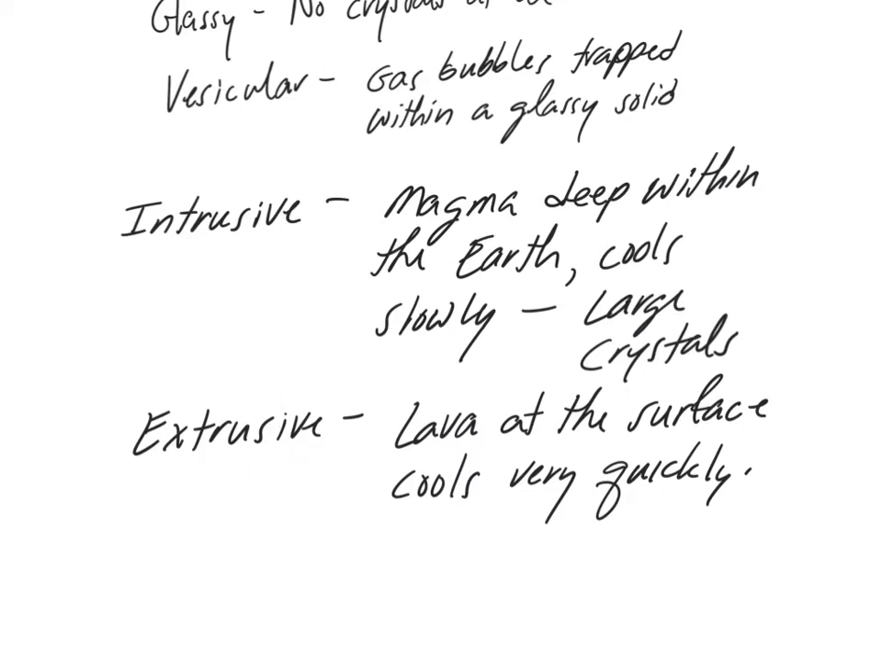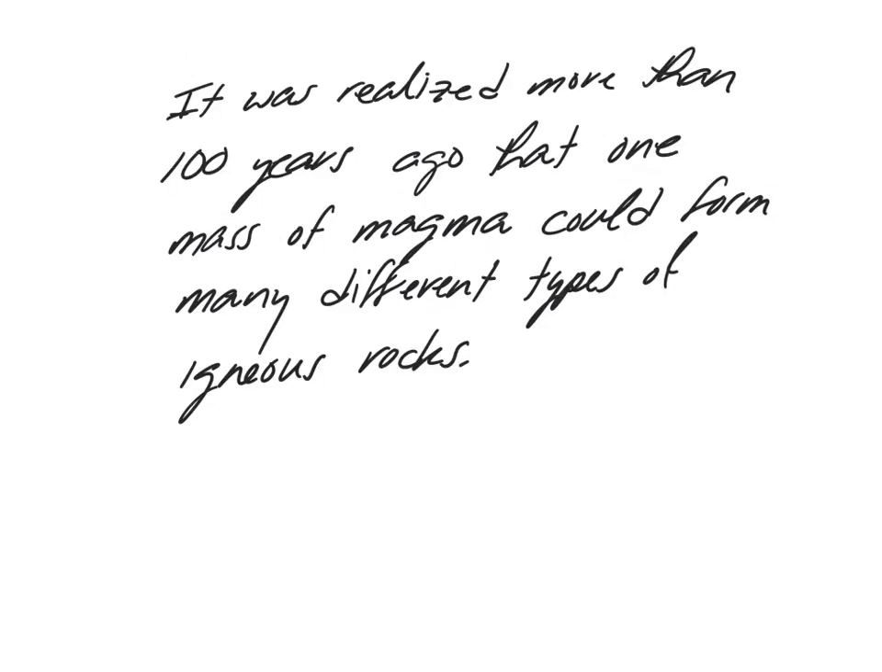And extrusive, where magma has come to the surface and now it's called lava. And lava at the surface cools very quickly and it forms very small crystals, or possibly even a glassy material where crystals have not even had a chance to form. So again, large crystals take time to form and small crystals happen very quickly, okay? All right, so this is going to lead us to the new stuff that we're going to talk about.